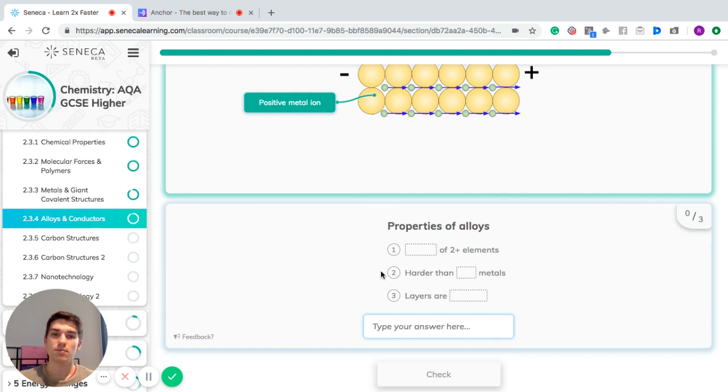Those properties, remember, we need to have two or more elements in an alloy, and they are harder than pure metals, and the layers are distorted.